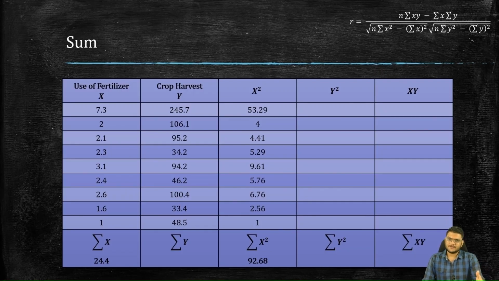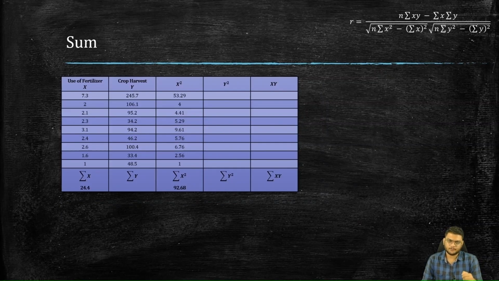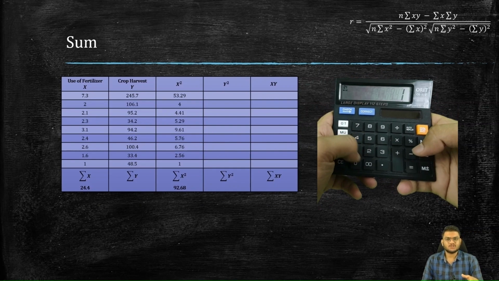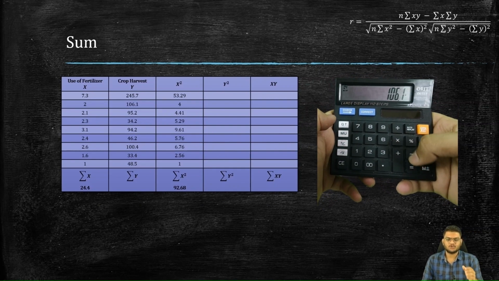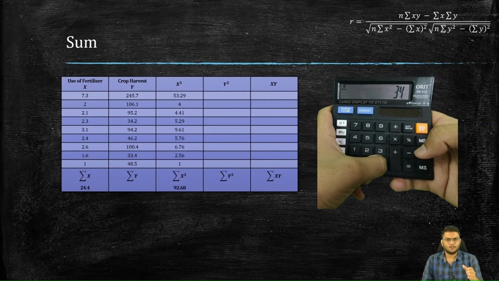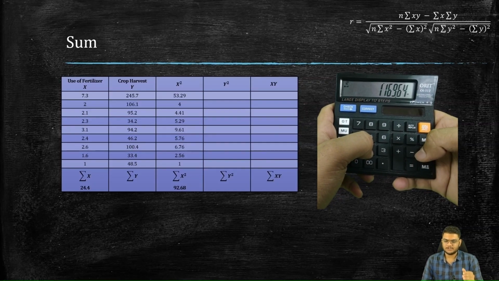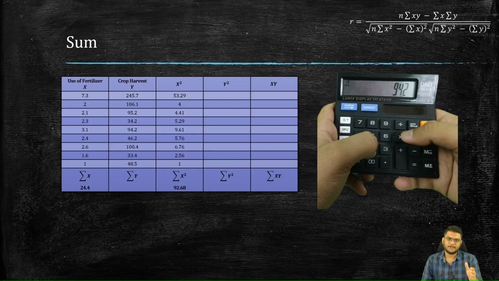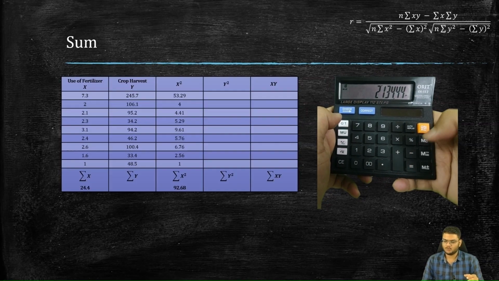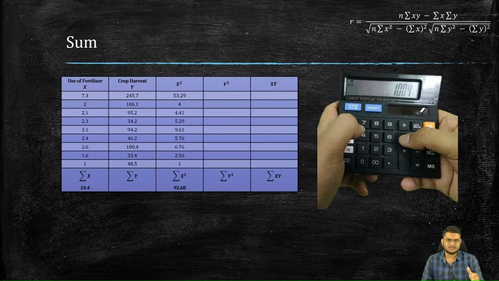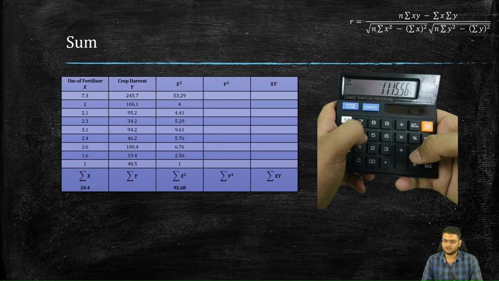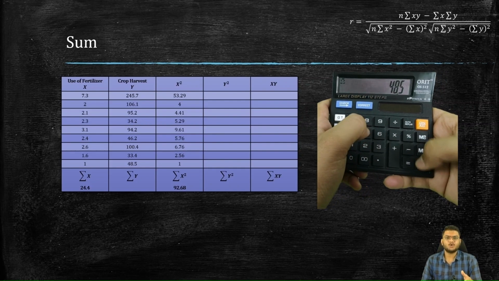Now we will do the same process for y. So on your calculator, follow along with me. 245.7 M+ equals, 106.1 M+ equals, 95.2 M+ equals, 34.2 M+ equals, 94.2 M+ equals, 46.2 M+ equals, 100.4 M+ equals, 33.4 M+ equals, 48.5 M+ equals.